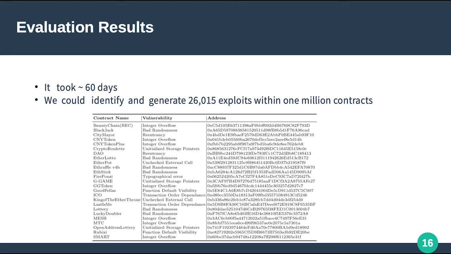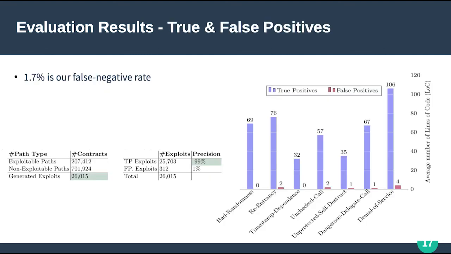And our analysis actually took about 60 days or 2 months, and as a result we could identify more than 26,000 vulnerabilities, and we could generate exploits for them. So in this table here you can see some of the well-known but vulnerable smart contracts on the Ethereum blockchain, the live blockchain. And of course, for further details about vulnerabilities, you can take a look at the paper.